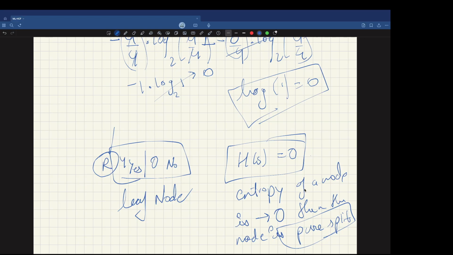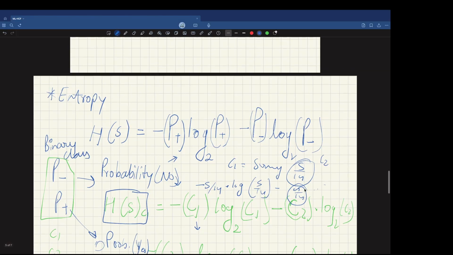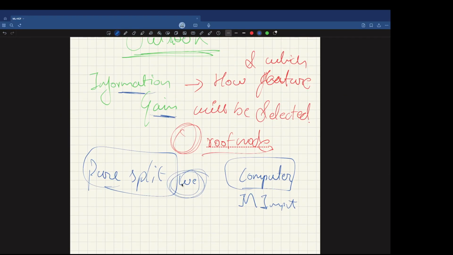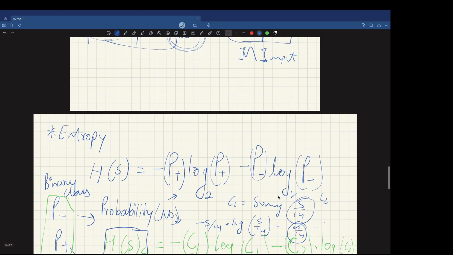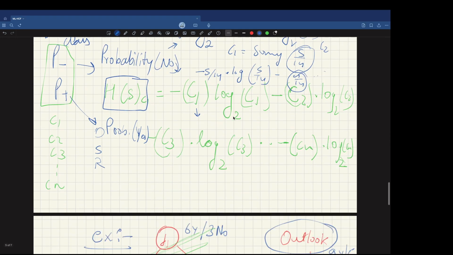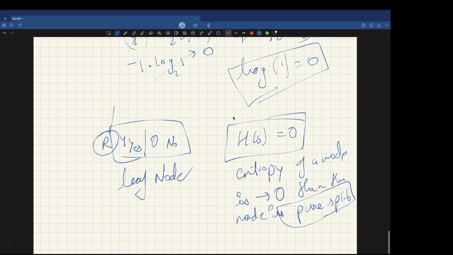Right? Is it clear? The one thing why we started doing entropy was to find a pure split. How will a computer come to know whether it is a pure split? This we talked about. And how will it mathematically calculate? So this is how it will calculate. Calculating the log, and once it is done, you will get a value. If it is 0, then it is a pure split.